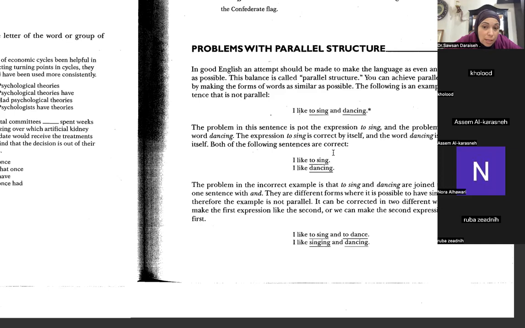See, corrected, that means what? It's wrong. All right? In two different ways. We can make the first expression like the second, or we can make the second expression like the first. So we can say either, I like to sing and to dance, or we can say, I like singing and dancing.